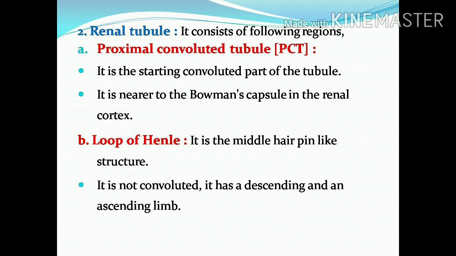It has two limbs, a descending limb and an ascending limb. It is a middle U-shaped structure and it lies in the renal medulla region. This loop of Henle lies in the renal medulla region.